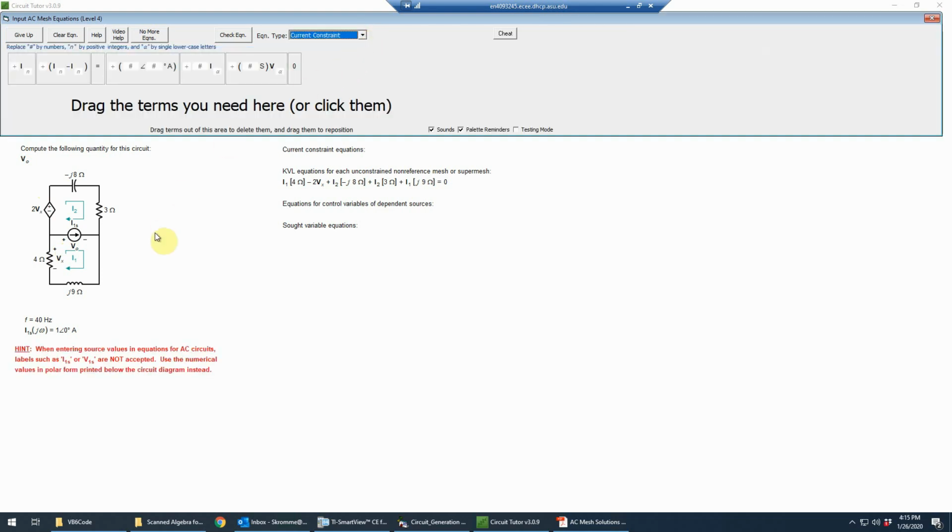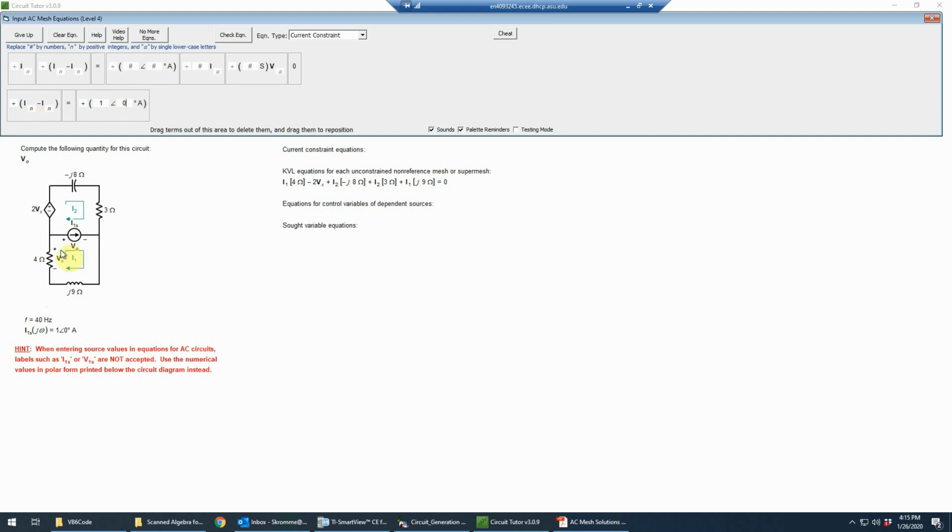We'll do the current constraint equation first. And we observe that we actually have two mesh currents that are going through this current source. So therefore we're going to need a difference of mesh currents. And that will be equal to the fixed value of that source. Because it's an independent source here, we just use this term. And that value we can fill in, the value of I1s is found down here. That's just 1 angle 0 degrees in this problem, amperes.